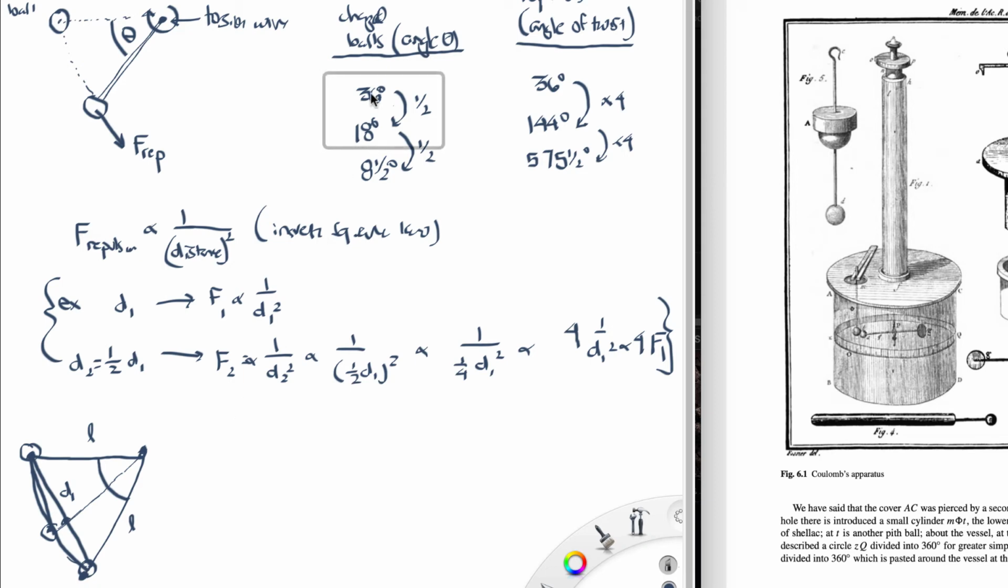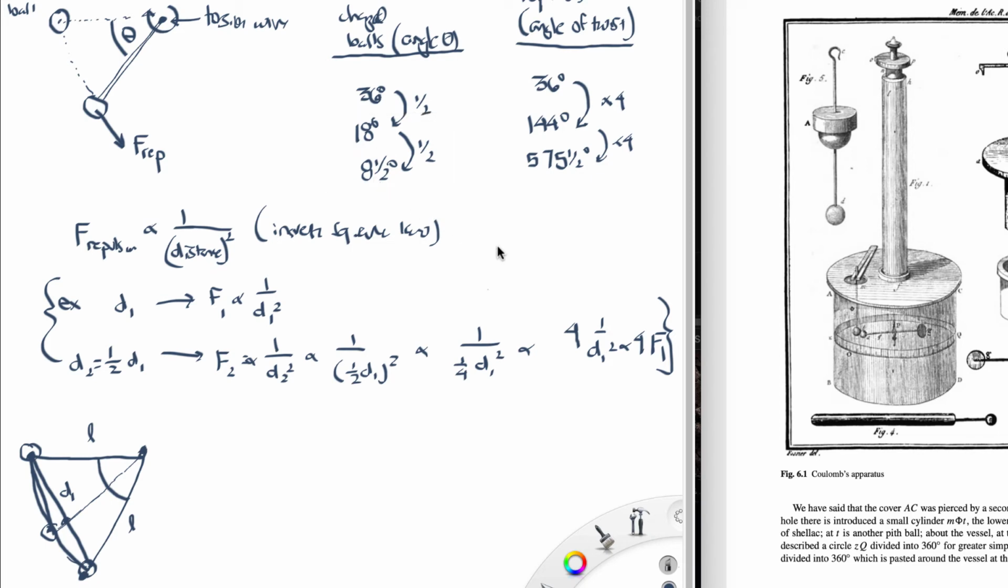So strictly speaking, when you go from this angle to this angle, the distance between these balls is not half as big, it's a little bit more than half as big. But as long as you're dealing with fairly small angles, then this is a good approximation. And you can see here that he's running into some problems. It goes half here, and this isn't exactly half right there.